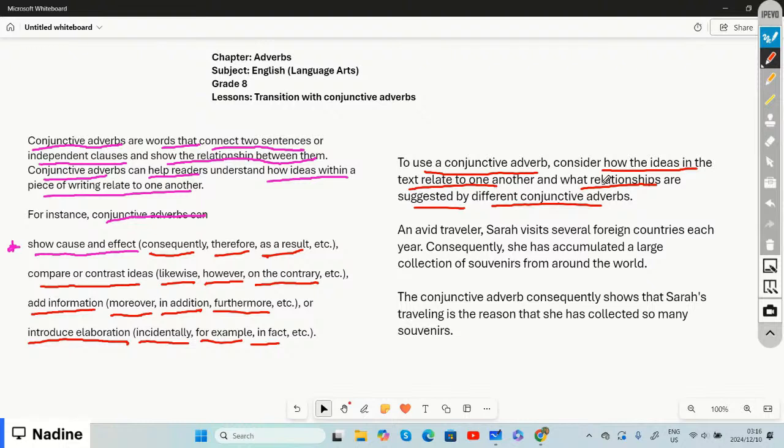Because remember, we said that we use these certain words to connect sentences or to connect clauses. And once we use these words to either connect or join clauses or sentences, then it will basically help the reader to understand how ideas within a piece of writing can relate to one another.